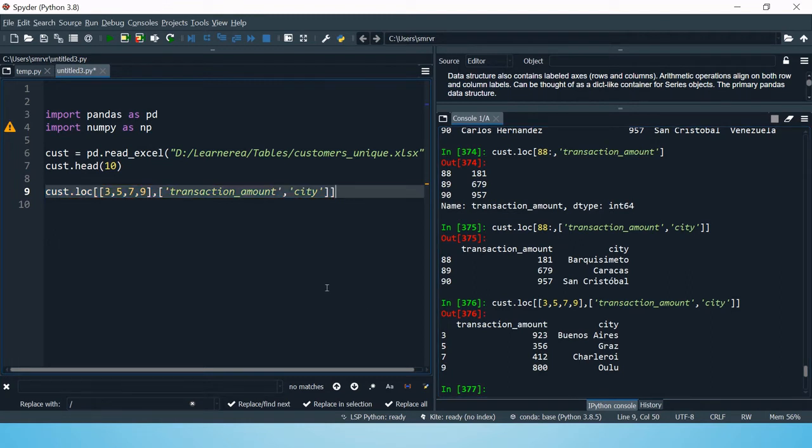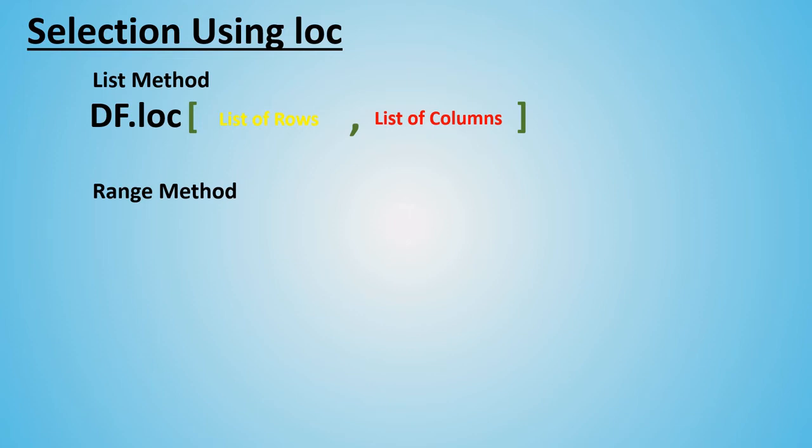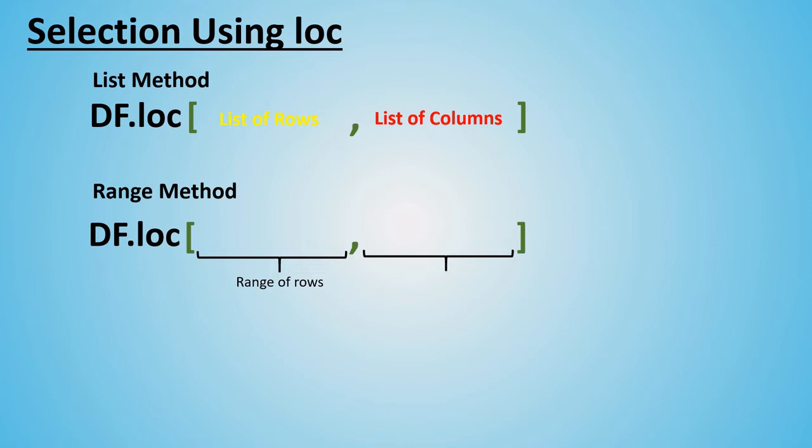There is one more method which you can try over here. Next one is the range method. How can we do that? That we can do using df.loc, square brackets, and then again a comma to separate the selection of rows, range of rows and range of columns. At the left side, whatever you put, that will be the range of rows. At the right side, whatever you put, that will be the range of columns.